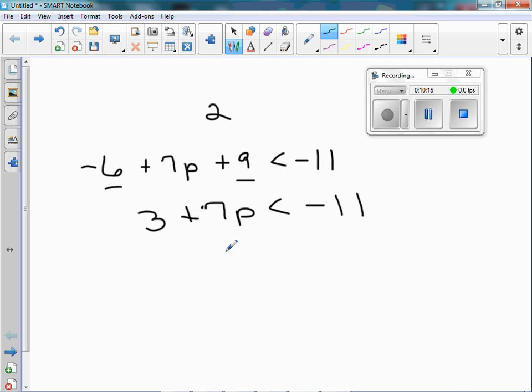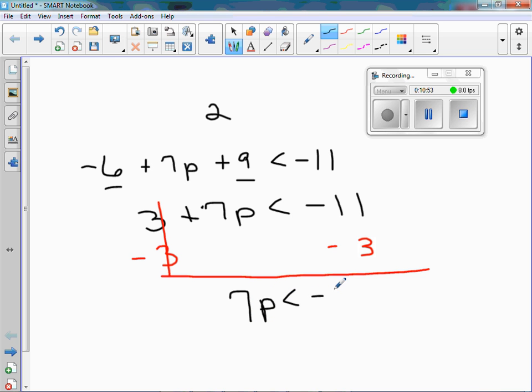Now, we still need to isolate our variable, which is p. So we notice 3 has been added to it. So we need to first do the inverse operation of addition, which is subtraction. So the additive inverse is, instead of it being positive, you're going to have a negative 3 on both sides. So to add an opposite gets rid of this 3, and we will bring down 7p is less than negative 14.